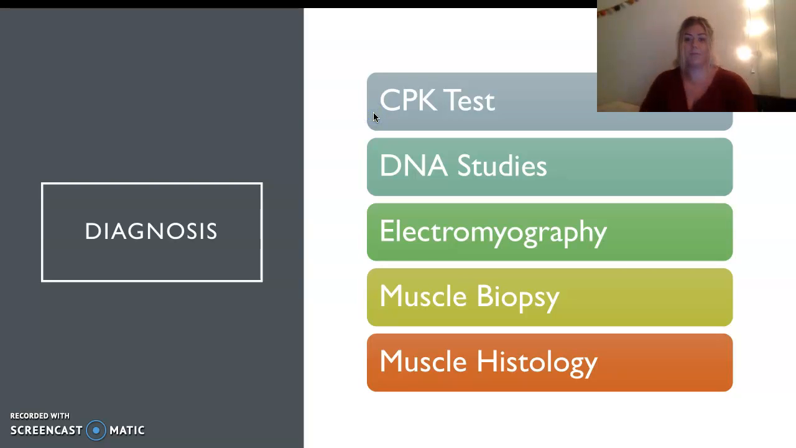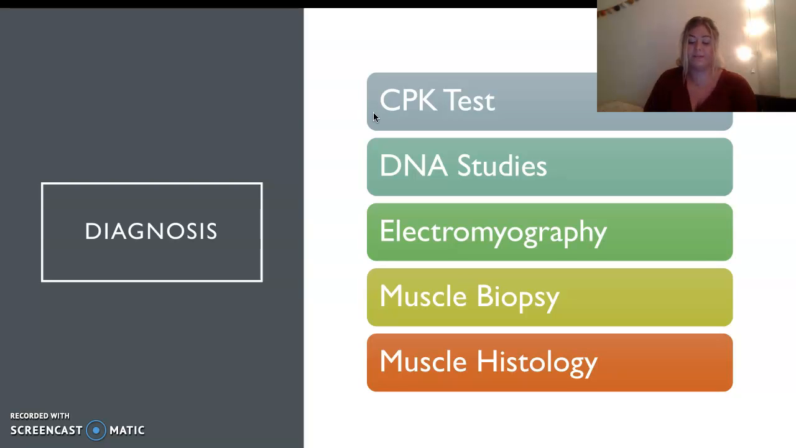So there's multiple different ways to diagnose Duchenne muscular dystrophy. To start with the CPK test, which is also known as a creatine kinase test, doctors take a small blood sample from the elbow or the heel and test the levels of creatine kinase. In normal, healthy people, these levels are usually about 100 to 200 units. And in someone with Duchenne muscular dystrophy, these levels would be 50 to 100 times that, since the creatine kinase is leaking out of the muscle cells.